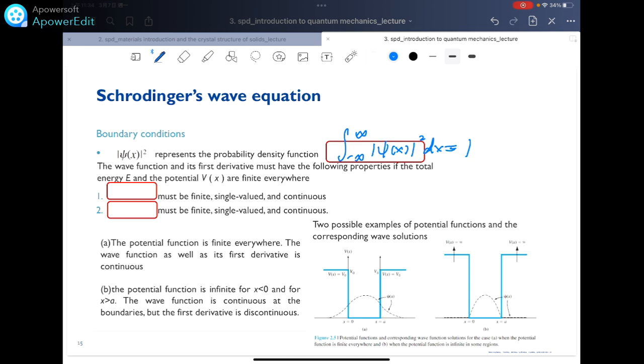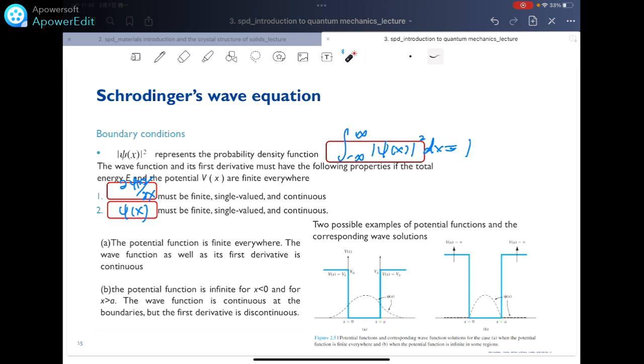And the wave function's first derivative must have the following property if the total energy and potential are finite everywhere. The first one is that the partial derivative of psi with respect to x must be finite, single valued and continuous. And the second one must also be finite. Based on this, we have the boundary conditions that allow us to later solve the wave equation in different cases.